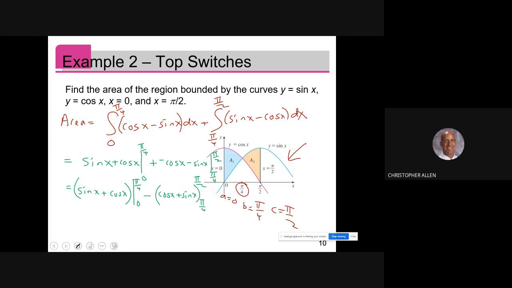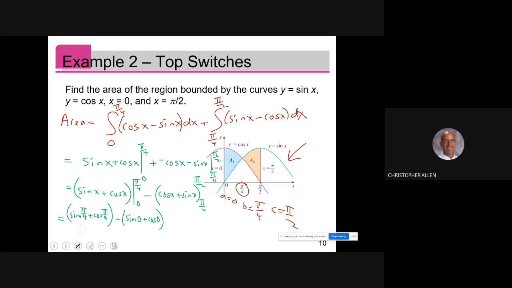So here we go. Now I'm still doing FTC. I've got to do the sine of pi over 4. In fact, I'm going to show all my work. Oops, I just wrote sine, sorry. Pi over 4 plus the cosine of pi over 4. Sorry, guys. Sometimes when I'm writing it freaks out here. Then I got to minus the sine of 0 plus the cosine of 0.